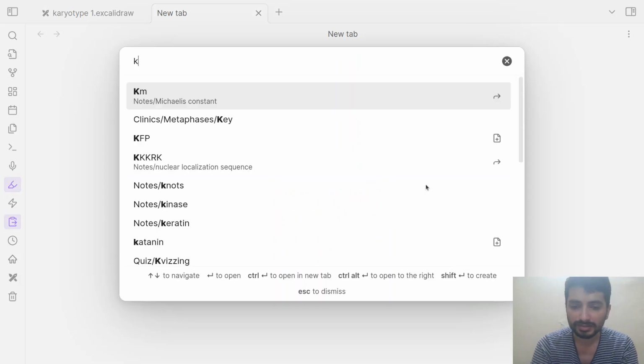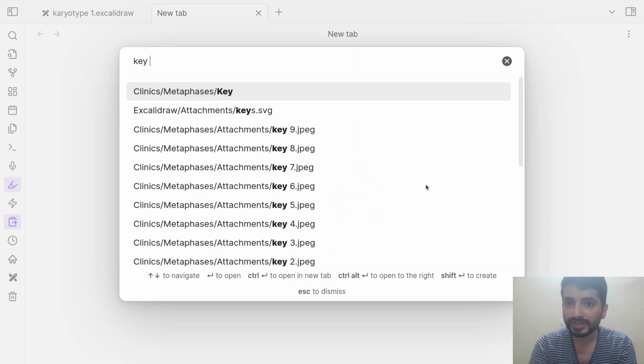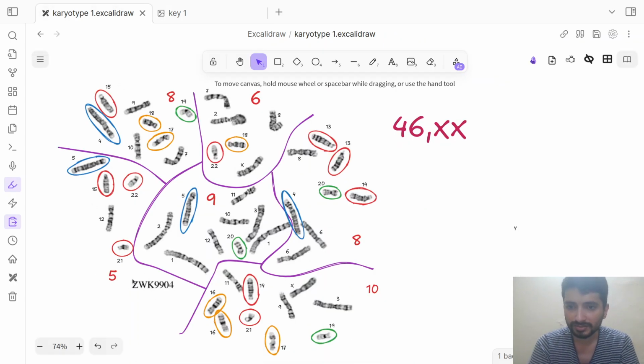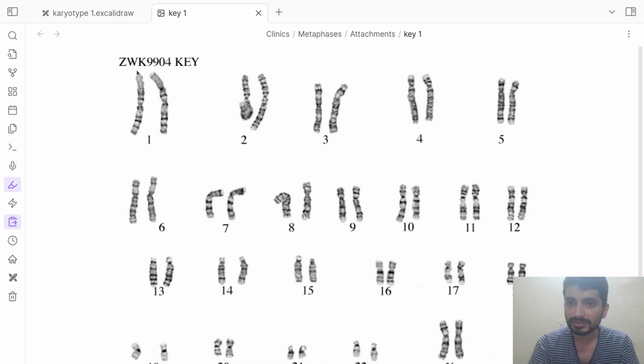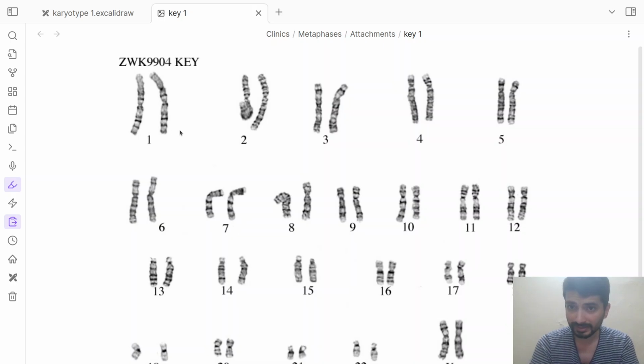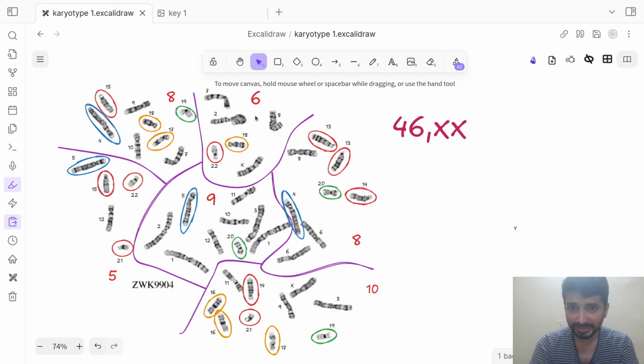So remember that the source from where we have taken these metaphase spreads also have a matching key for each of these metaphase spreads. So you can check it by this number over here, ZWK9904. Both the chromosomes 1 we had identified over here, they are over here. So remember this weird chromosome that we had some difficulty in identifying. This is chromosome 2, as can be seen here.